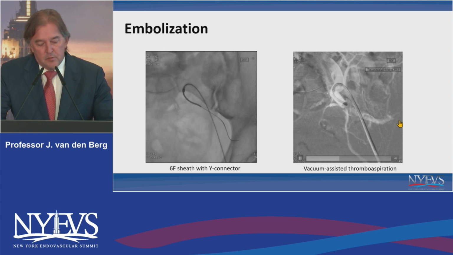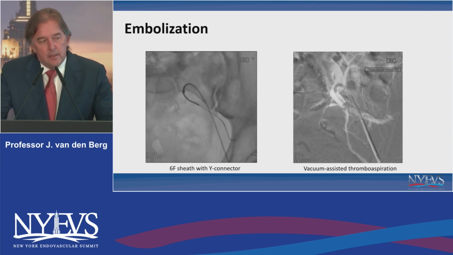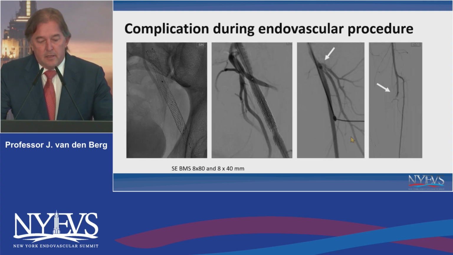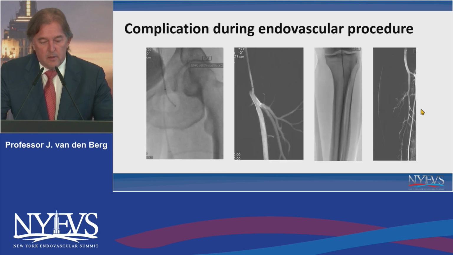In this case I stayed ipsilateral with a 6 French sheath with a Y connector, and then using vacuum assisted thromboaspiration I was able to get all this material out, restore patency in the hypogastric artery, and then proceed with stenting. And not surprisingly, the control angiogram distally, although this all looked perfect, showed a subocclusion of the profunda and also distal embolization into the TP trunk. This was then treated again with vacuum assisted thromboaspiration in a crossover fashion, with a complete restoration of the flow.